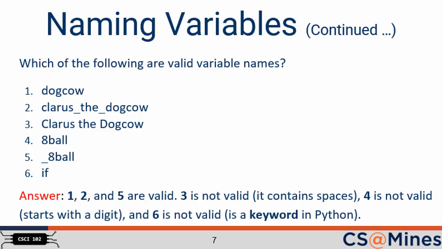Alright, we hope you got the answer correct. The valid variable names are 1, 2, and 5. 3 is not valid because it contains spaces. 4 is not valid because it starts with a number. And 6 is not valid because it is a keyword in Python. If you struggle with these, we suggest you practice some more. Perhaps write out a few variable names that are valid and a few others that are not.